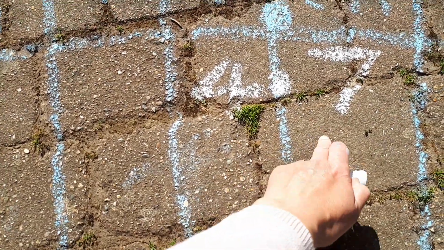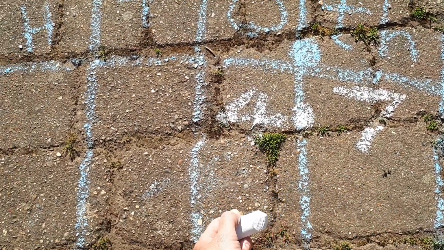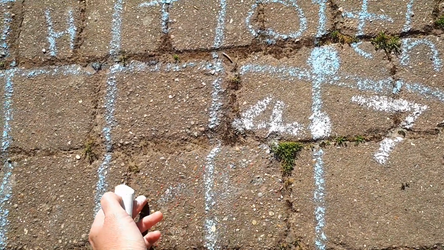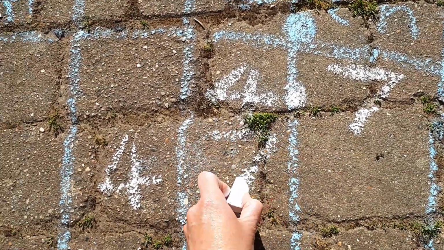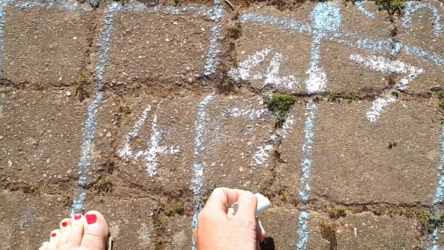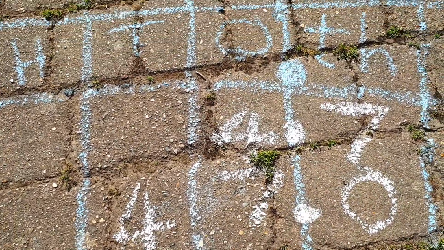So if you have 4.7 and you want to multiply it by 10, then again each digit needs to move one place to the left. So the 4 will go to the tens and the 7 will go to the ones. And the children can write that as 47 or 47.0. It doesn't matter because it's got the same value.